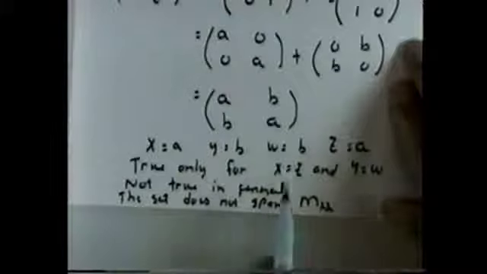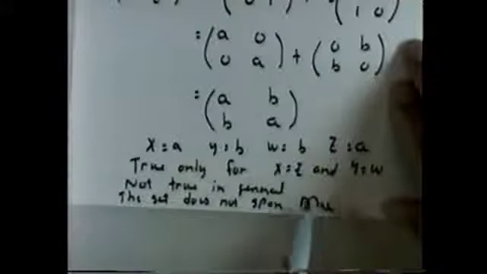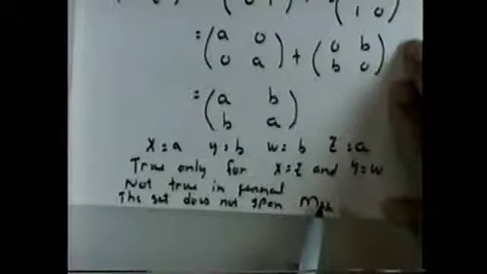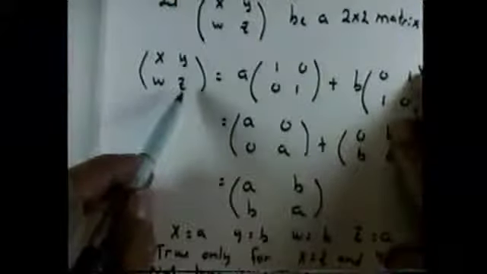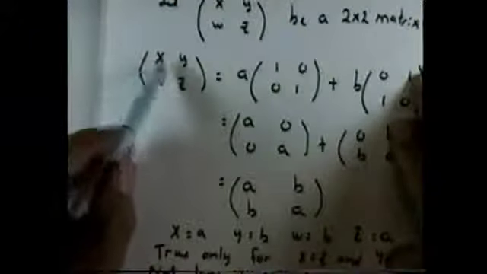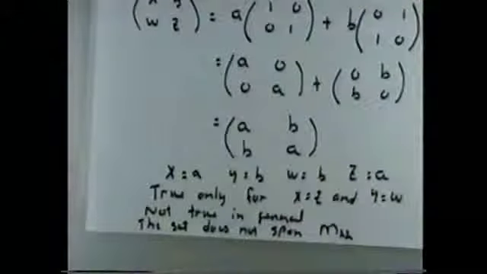M22. It only spans the part of M22, the subset of M22, for which the diagonal entries are the same. X would equal Z and Y is equal to W. So it only spanned the part of M22 that had the diagonals equal. So it doesn't span the complete set. So therefore it does not span M22.